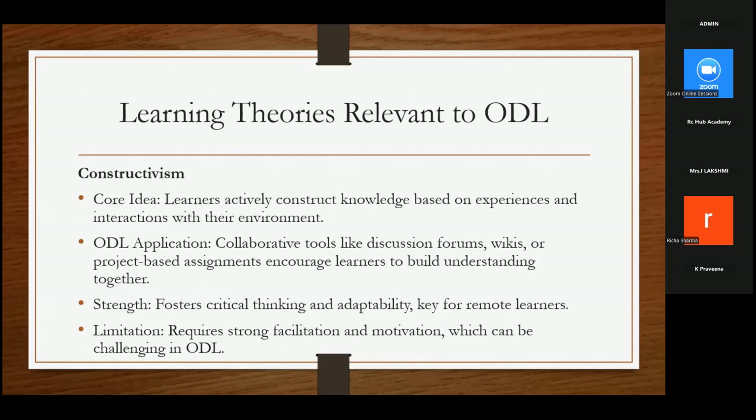And next, constructivism. What is this constructivism? It is based on experience and interactions with the environment. Suppose if you are very familiar with Zoom, then no problem. If you are not familiar with Zoom, then you may find it uncomfortable listening to the classes.